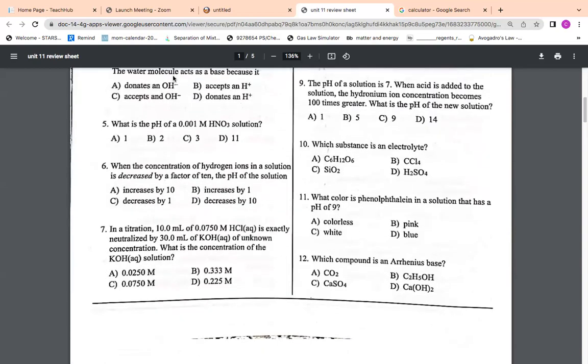Next, number 6, when the concentration of hydrogen ions in a solution is decreased by a factor of 10, the pH of the solution... we're going to want to go with B.